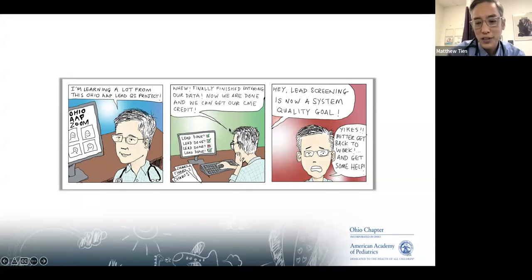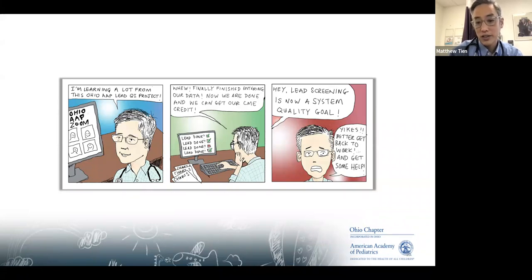But what happened in the third panel was that our health system decided lead screening is going to be a system quality goal. And they said, "Hey, Matt, you're doing some lead work too. We're going to help put you at the helm of some lead prevention work. We'll give you some team support to do that." And I said, "Well, we better get back to work. I'm not done with this stuff."